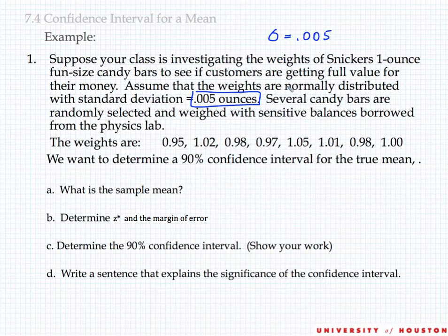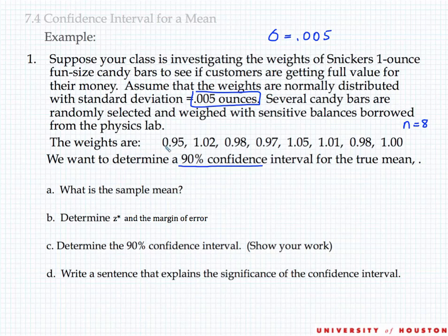0.005 ounces. Several candy bars are randomly selected and weighed with sensitive balances borrowed from the physics lab. We get the following results. We have 1, 2, 3, 4, 5, 6, 7, 8. N equals 8. We want to determine a 90% confidence interval for the true mean. Now we're told that this is normally distributed, so we're okay with a size of 8.